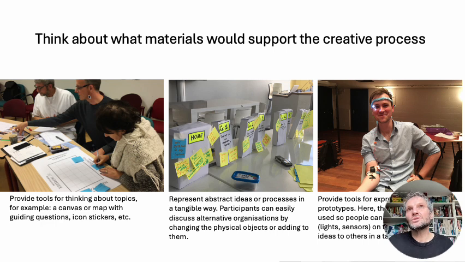And then think about what materials would support the creative process, right? So you can create canvases. There are also some prefab cards and canvases in the toolkit already, but maybe you want to make better, nicer ones that are more appropriate to your specific user group. You can also think about how abstract ideas, processes, steps or concepts can be represented in a more tangible way, like these scenario cards that we discussed earlier. You can put them on the table and take them away and reorder them. That's always nice for people, to not do everything in their head, but to have physical things to work with.